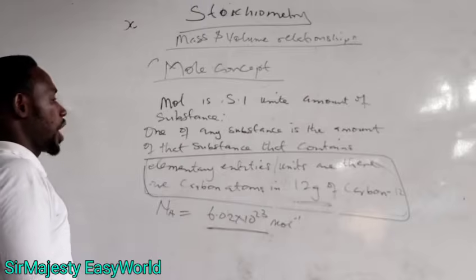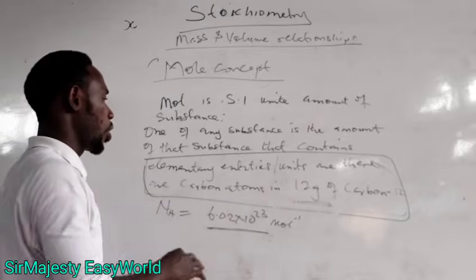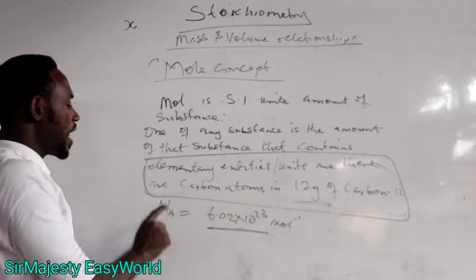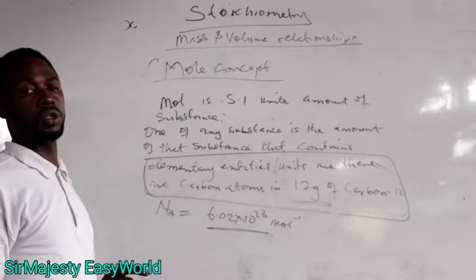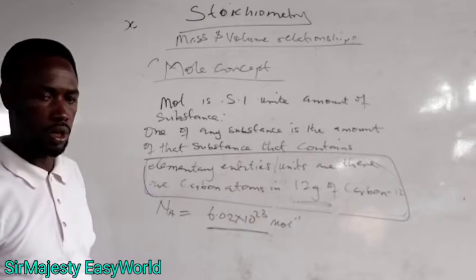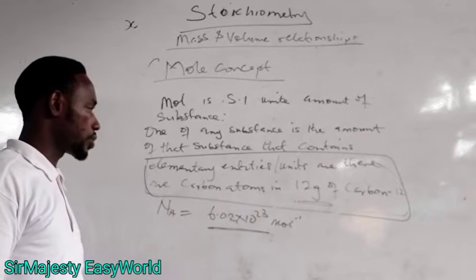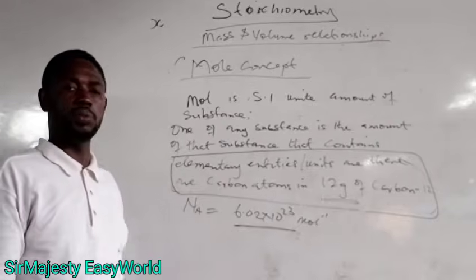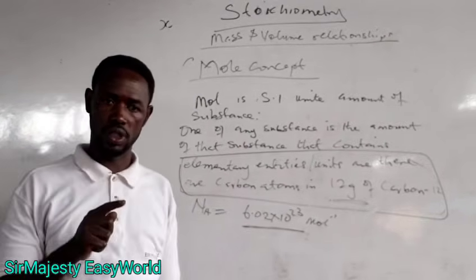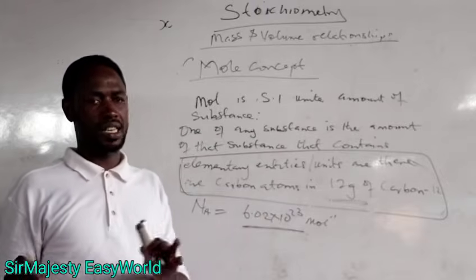One should be specific because we have 1 mole of an element, 1 mole of a compound, and so on and so forth. Then one should know that the mass of 1 mole of any substance is called molar mass. In the other way around also, you should know that at STP, 1 mole of any gas occupies a volume of 22.4 dm cube. That is at STP.